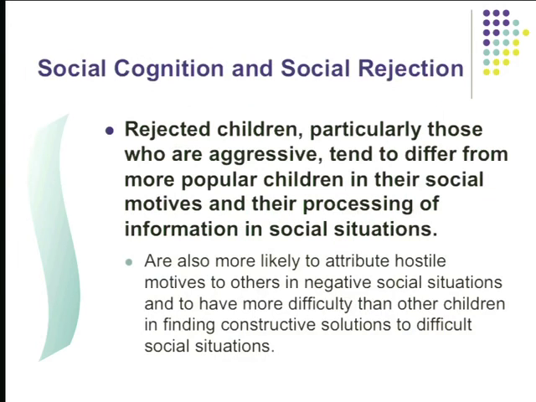Here's a point that I think is important, which I mentioned before when we were talking about social development and social cognition, and that is that the rejected children, particularly the aggressive rejected children, tend, even before they're actually rejected, to expect that they're going to be rejected.